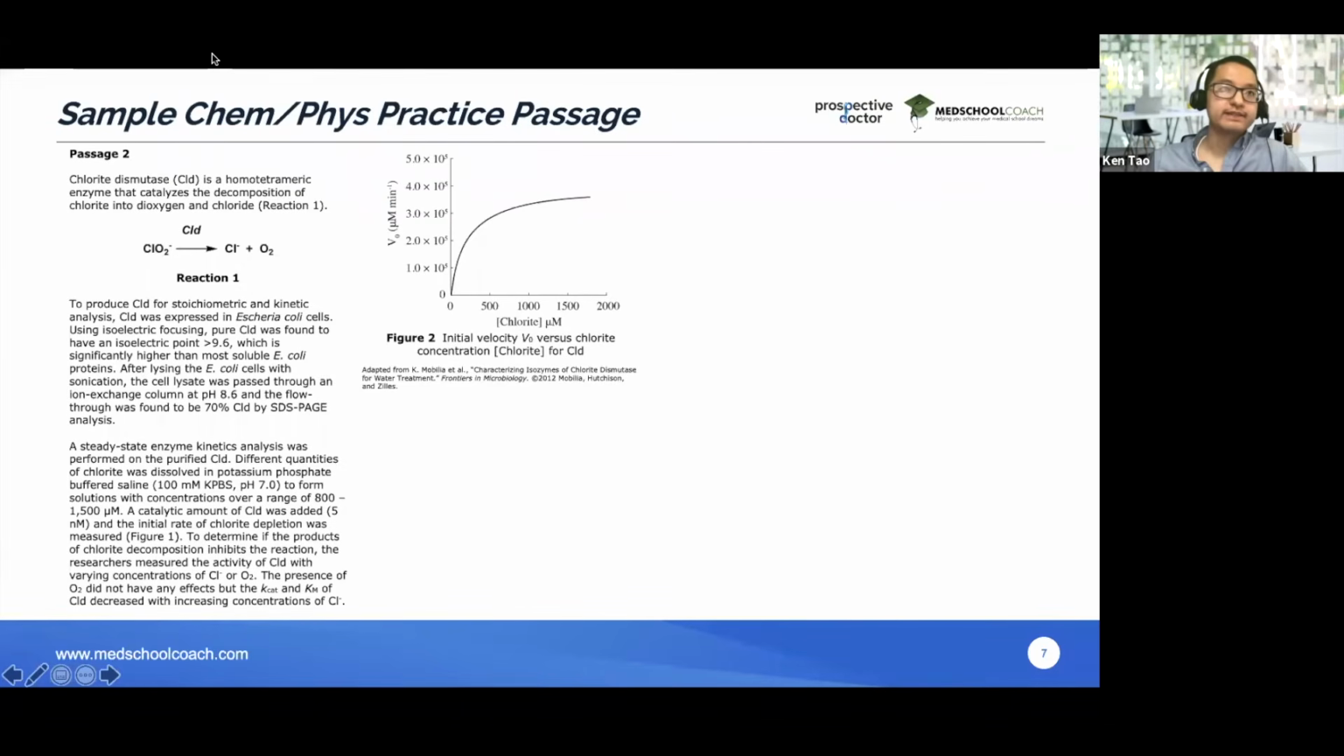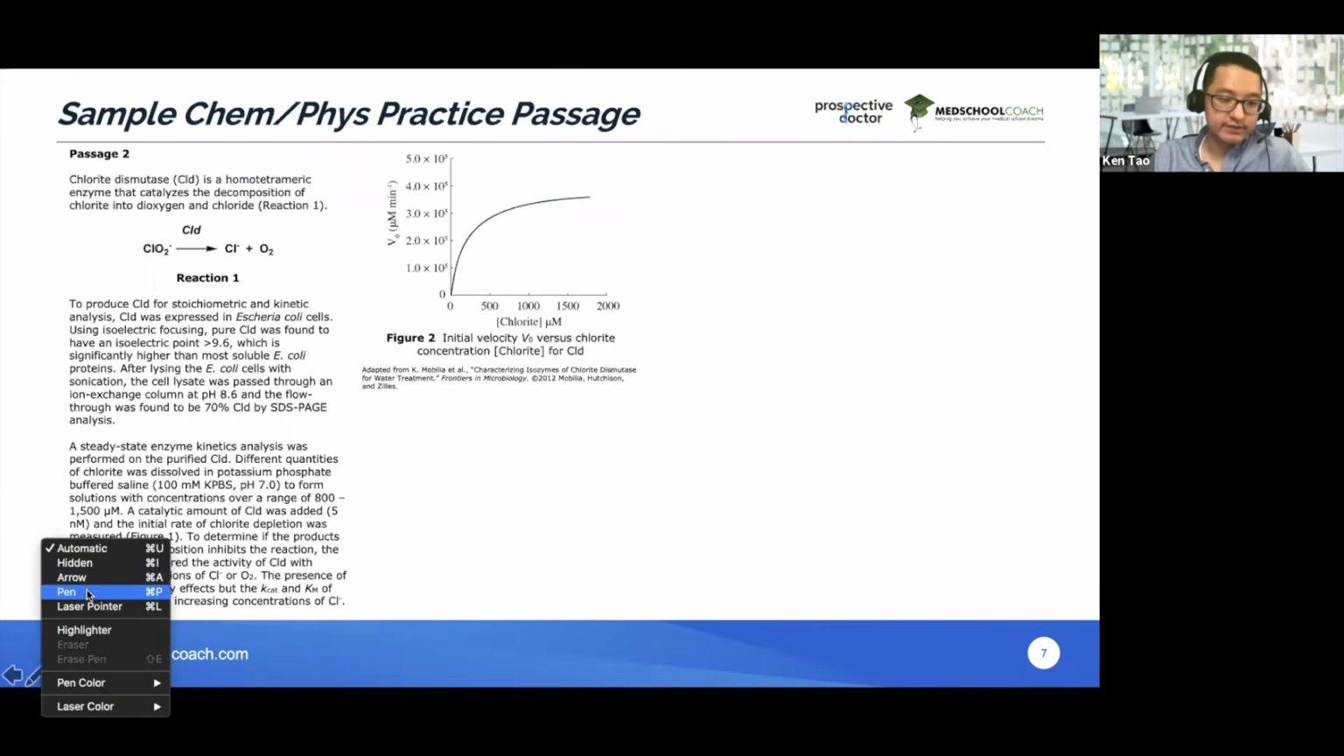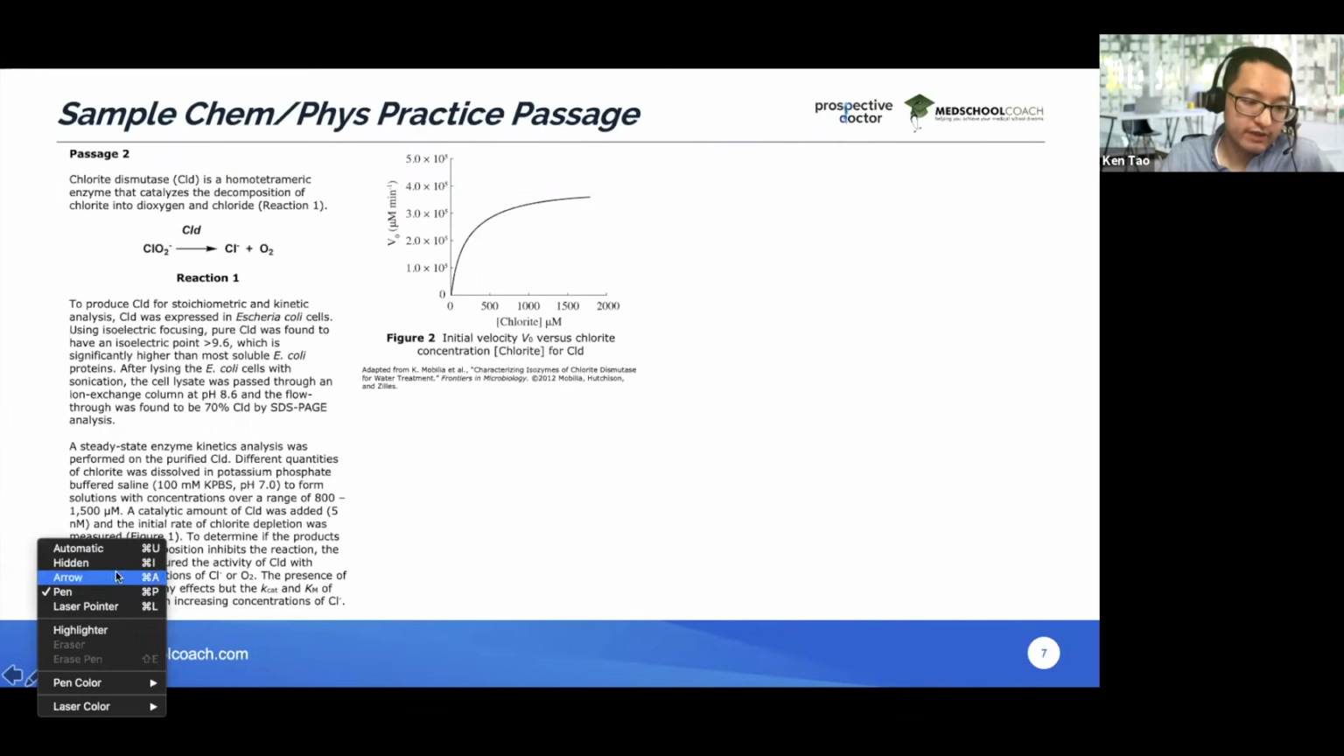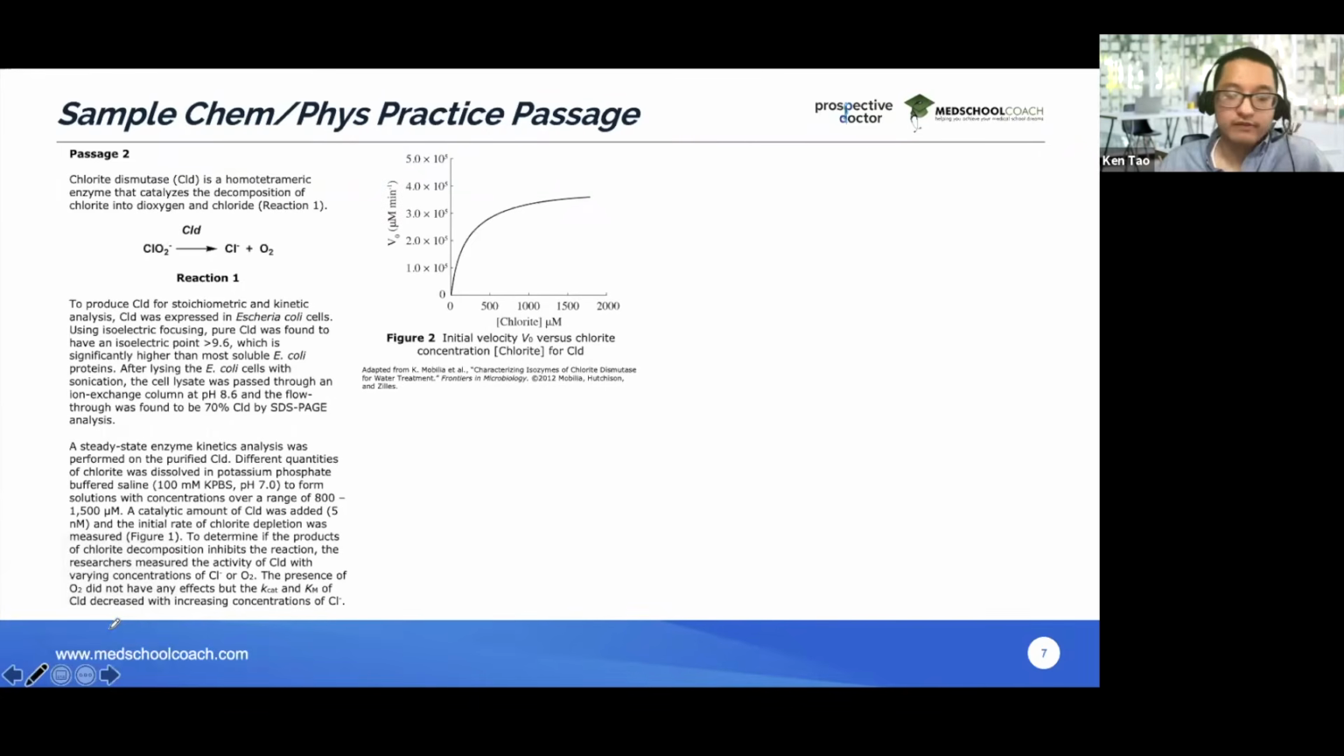All right, that's time. So let's go ahead and walk through this passage. My goal here is to read through this passage and present my thoughts as an MCAT expert, right? So in this first paragraph, chloride dismutase is a homotetrameric enzyme that catalyzes the decomposition of chloride into dioxygen and chloride. A few things I would note here, and obviously in the exam, you do have a highlighter tool, right?